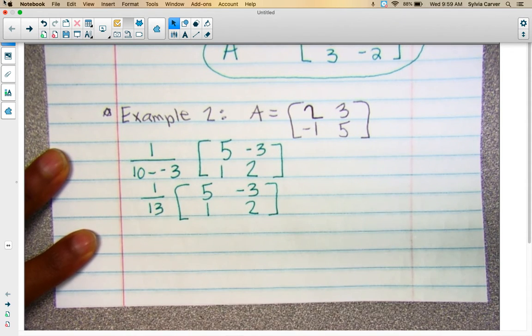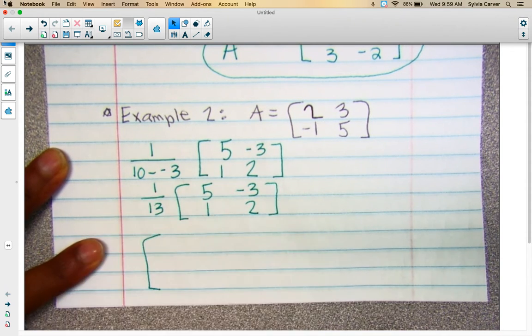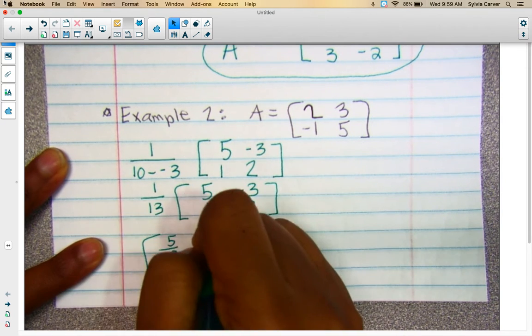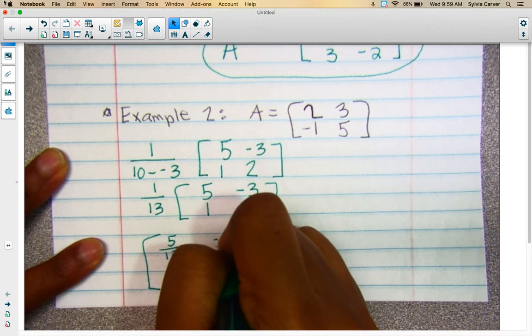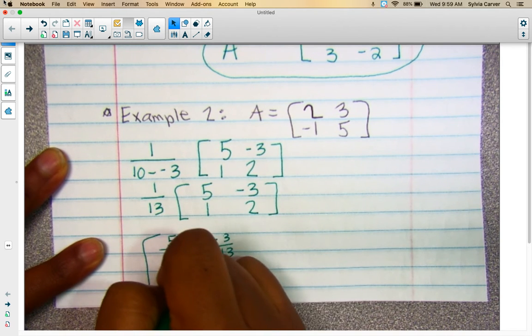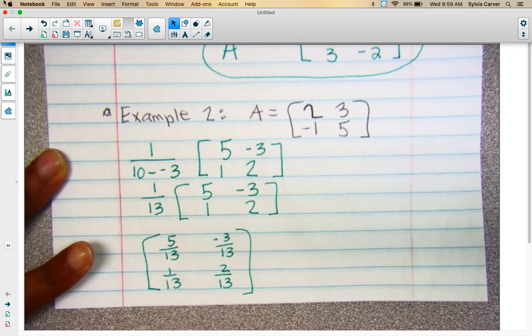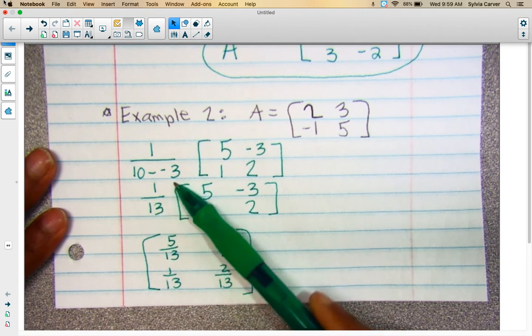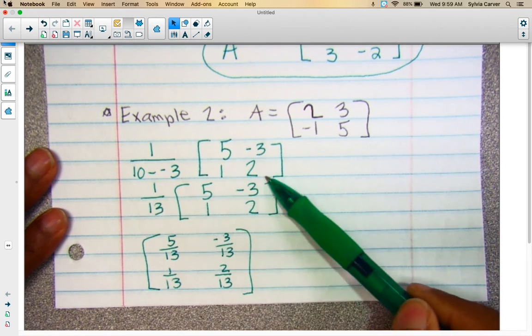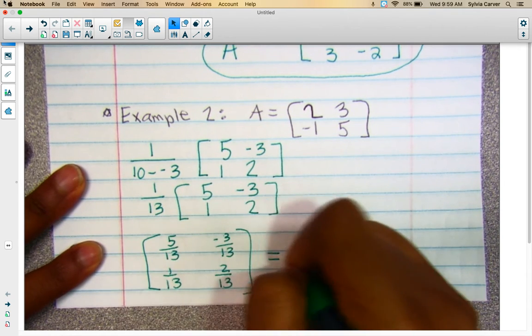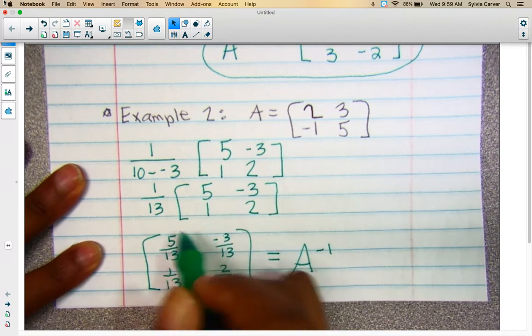And now we multiply, and it's okay to get fractions. Nothing wrong with fractions. All of these are going to be fractions. So 5/13, negative 3/13, 1/13, and 2/13. So this is scalar multiplication. I took 1/13, which is my scalar, and I multiplied everything on the inside by that number. So this is our inverse.